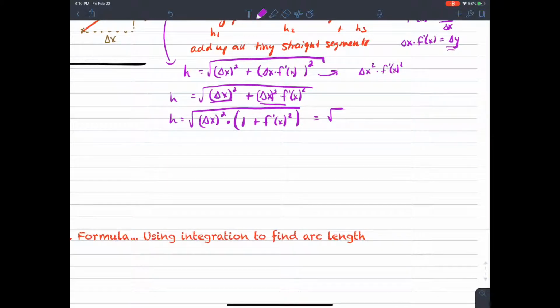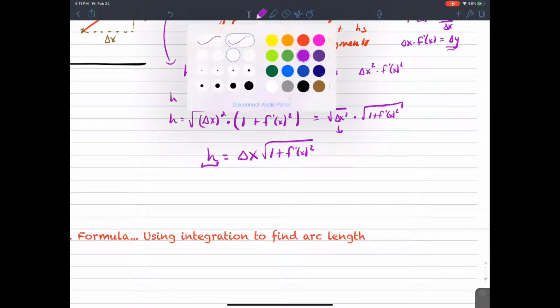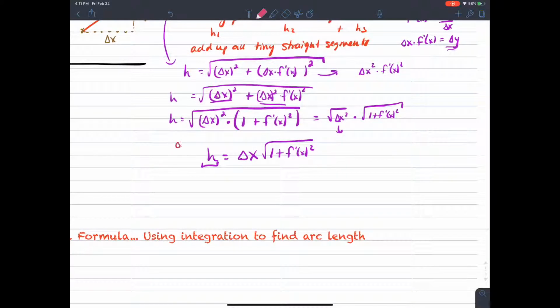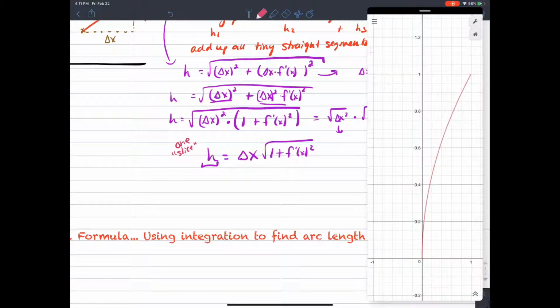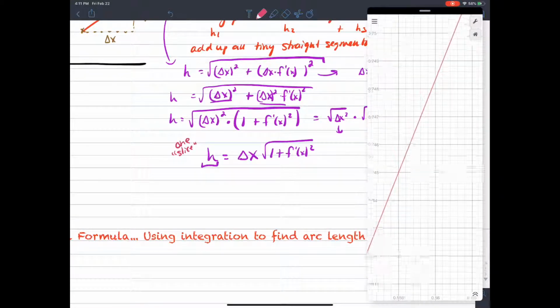And then by the product property of square roots, we can break those into two smaller roots. And I know this is nice, right? The square root of delta x squared is just delta x. And then I have this square root, 1 plus f prime of x squared. Now, why do I care about that? Well, what we said was this was just one little slice of that curve, and that one little slice, if I look at it, was pretty straight. So this approximation is great.